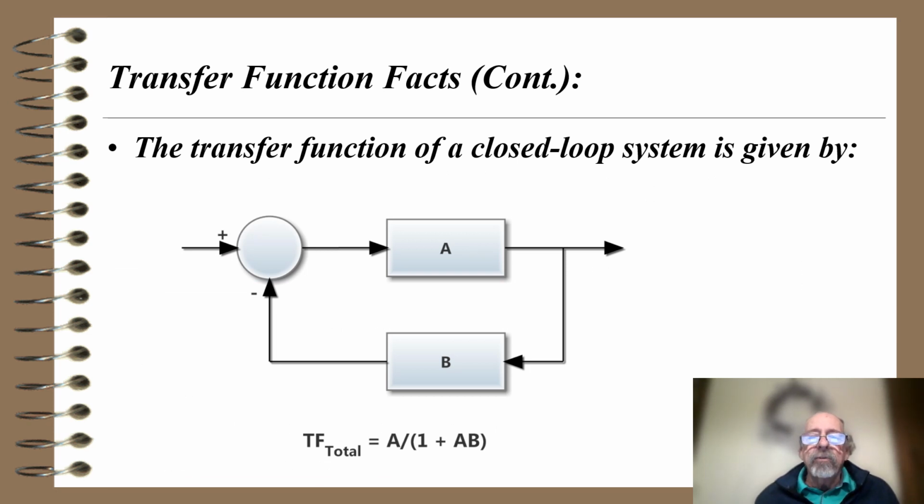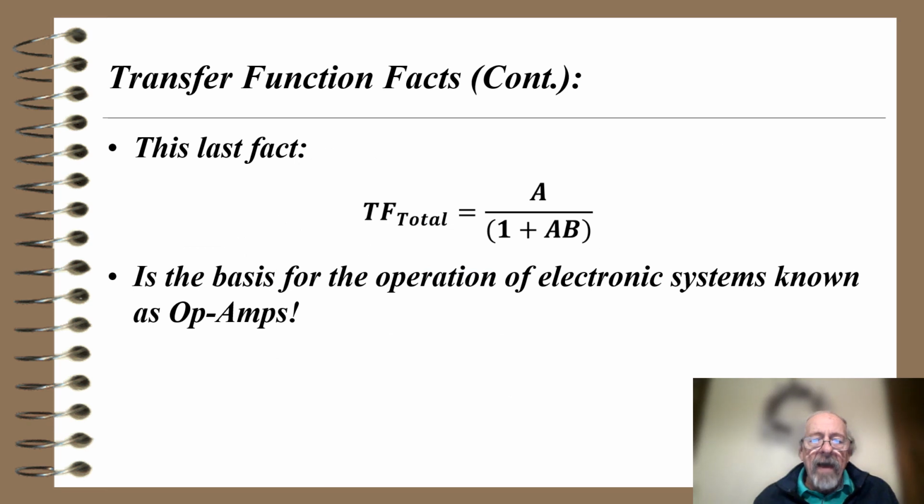What about a closed loop system? Here's a diagram that shows block A and block B, and each one of those would have a transfer function. The total transfer function of a closed loop system is A divided by 1 plus A times B. Notice there's also a comparator that compares the output and the input. This fact, that the total transfer function is A divided by 1 plus AB, is the basis for the operation of electronic systems known as op-amps. And sometime in the course of your study here at STIC you will study op-amps.